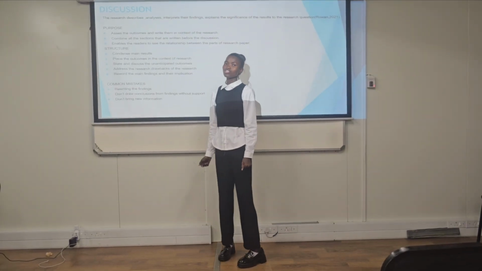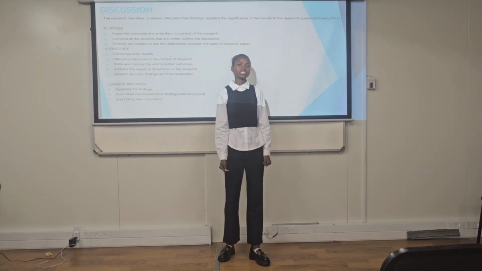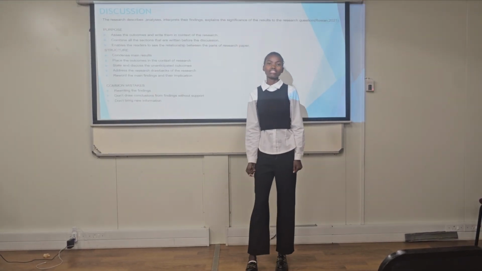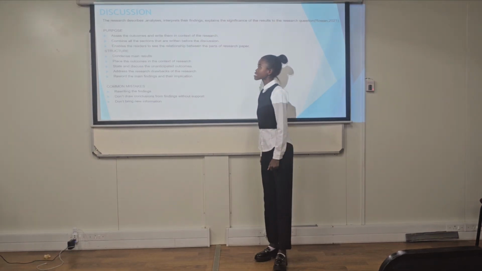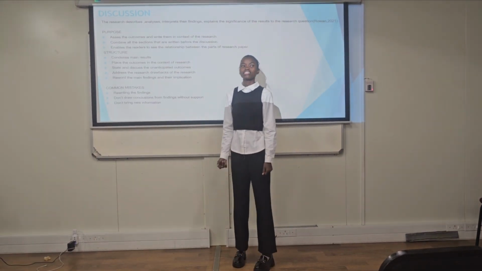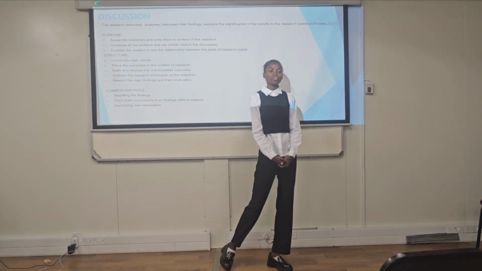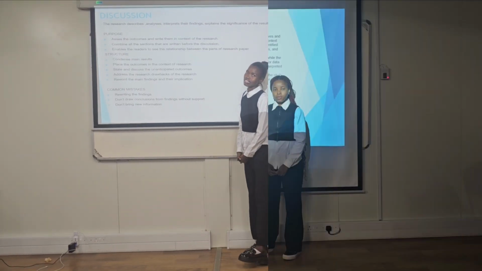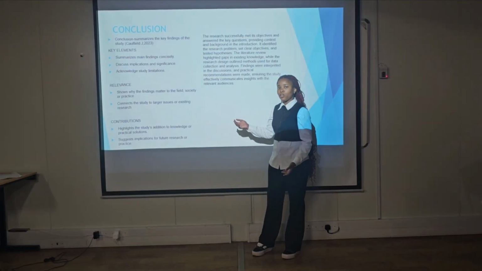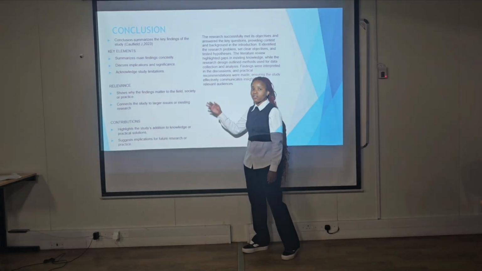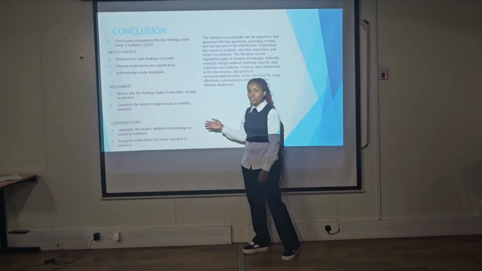In the discussion, the researcher has to condense the main points of the research. Secondly, write the outcomes in the context of research. Third, state and discuss the unanticipated outcomes. Assess the drawbacks and record the findings. I'll be taking you through a conclusion as a stage in research writing. A conclusion consists of key elements, relevance, and contributions.